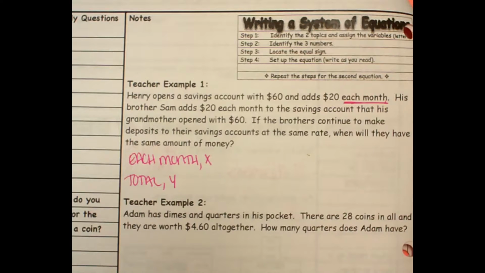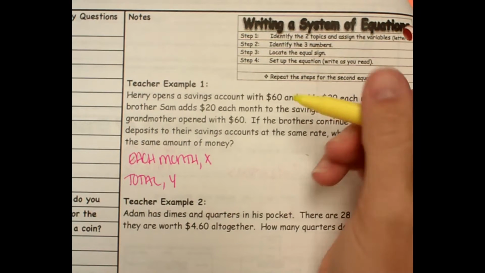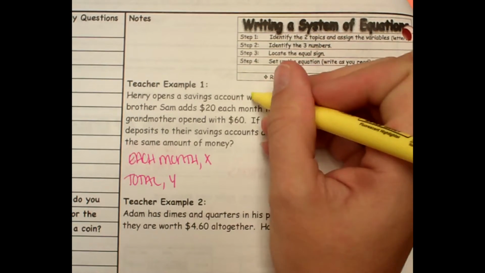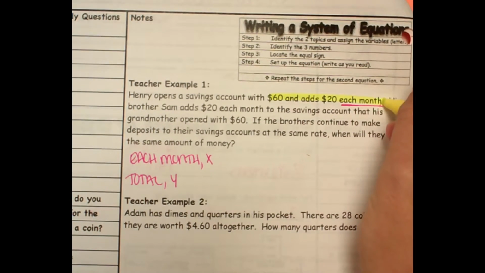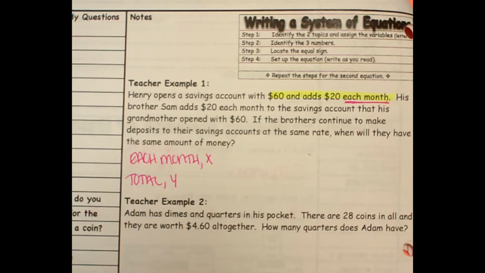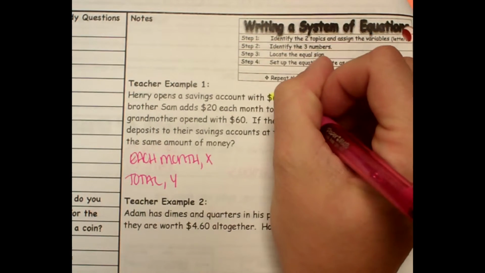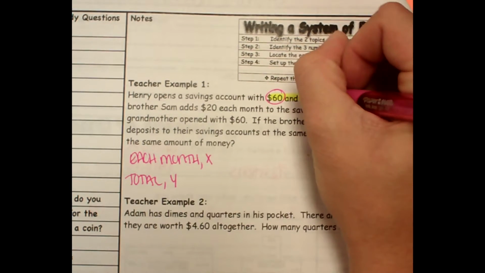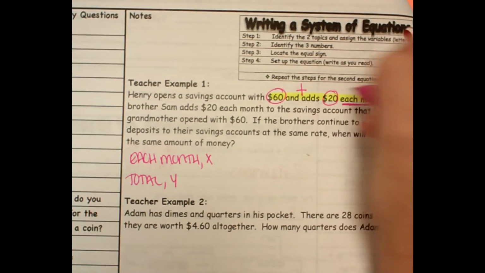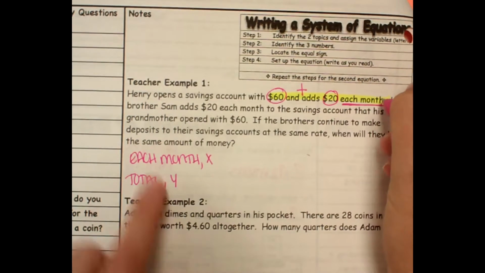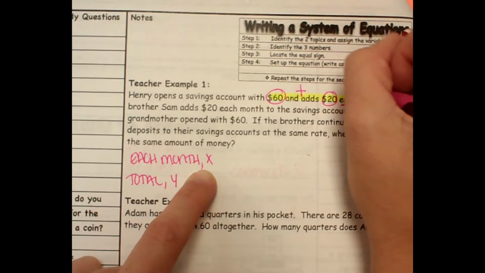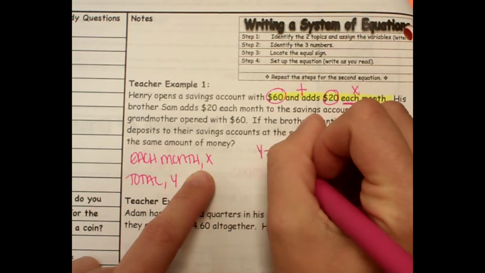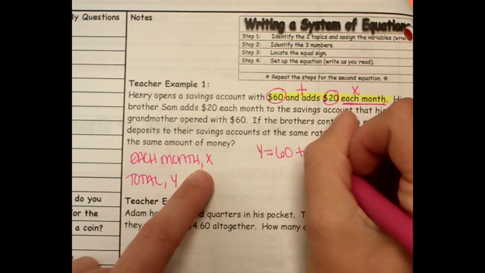So when reading our equations, Henry opens a savings account with $60 and adds $20 each month. So he has $60 and he adds $20 each month. If we write it like we read it, he has $60, and adds means plus, there's my other number, 20, each month. Each month is one of my topics, so that's my X. So my total, Y, is equal to 60 plus 20X.